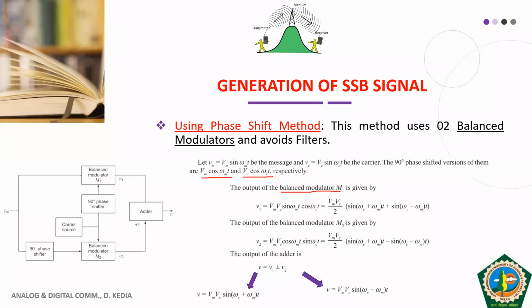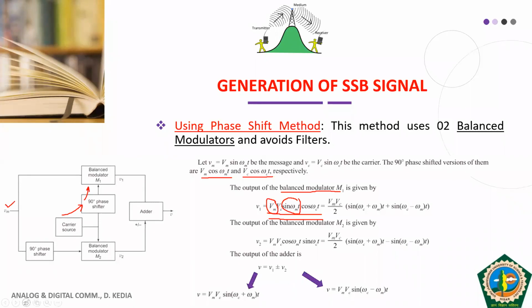We know the working of balance modulator mathematically as well, as we saw in the previous class. So balance modulator multiplies the two inputs. And what are the two inputs in balance modulator 1? The two inputs are your modulating signal and the carrier with 90-degree phase shift. So let us see. Your modulating signal as it is: Vm sine omega mt. This is our modulating signal.